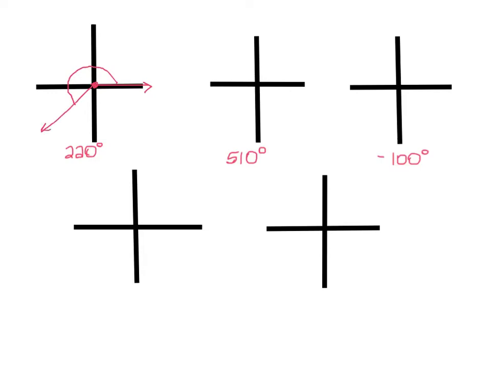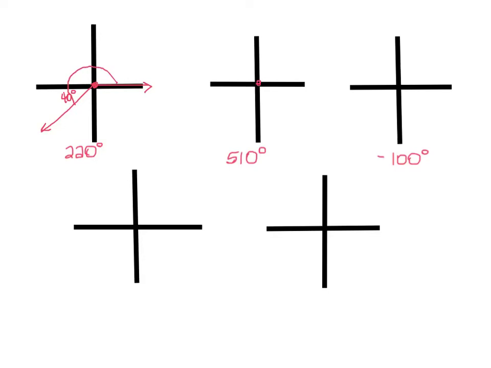This amount past, I'm totally judging it. I'm not getting out a protractor. So how many degrees am I past 180? Well, this would be 40 degrees. Just past 180. So this would be a picture of a 220 degree angle.